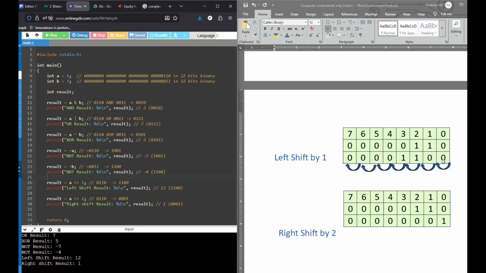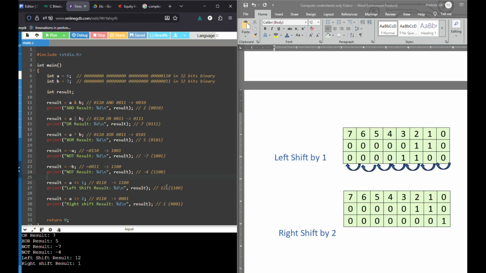So now after the left shift by 1, 6 becomes 12 actually. That means the left shift result is 12. So 110 now becomes 1100, that is 12.